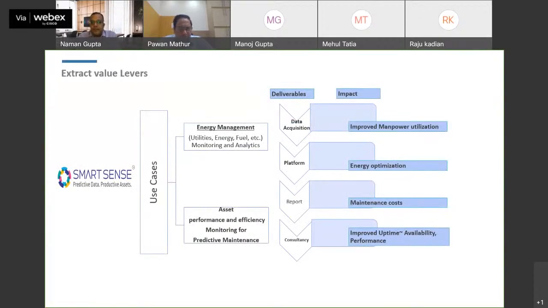So generally, when we are approaching such a platform, our question is, what are the value levers, or what impact do we have through these platforms? Deliverables I have already talked about: data acquisition platform, report, consultancy. The basic impact areas through such a platform are improvement in manpower optimization, energy optimization, maintenance cost, and also improved uptime and availability.